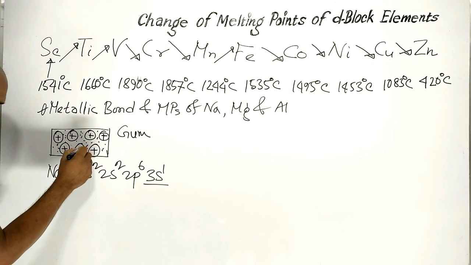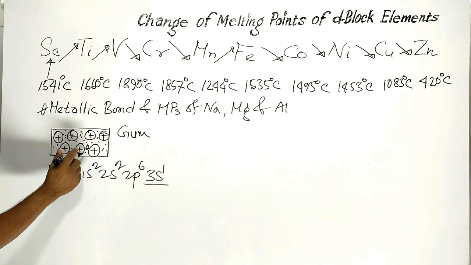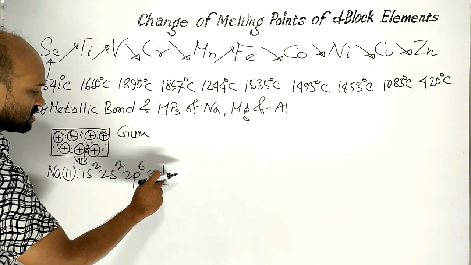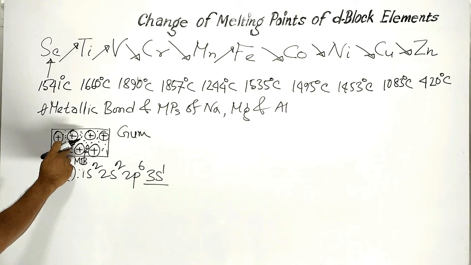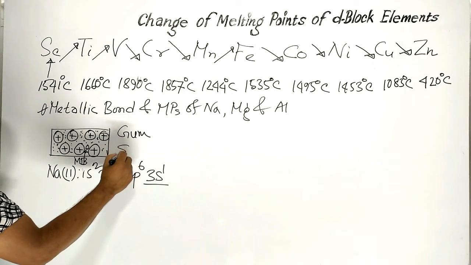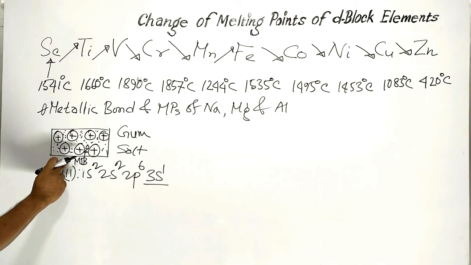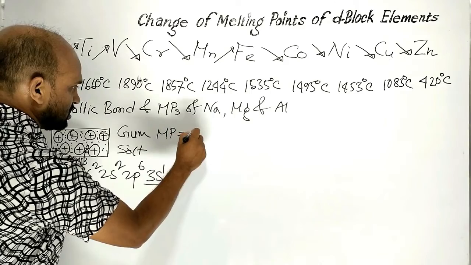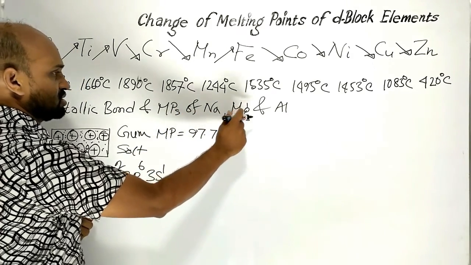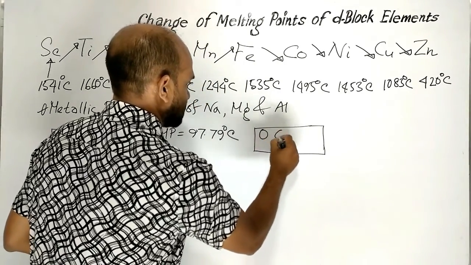Because of these movable electrons, atoms or ions are connected by attraction force. That is, negatively charged electron and two positively charged ions, so there is an attraction force here. This attraction force is called metallic bond. In case of sodium metal, only one electron participates in metallic bond formation. So among the positively charged ions, concentration of electron is less. That is why metallic bond is here weaker, and for this reason sodium is soft metal and its melting point is comparatively lower. Its melting point is 97.79 degree Celsius.